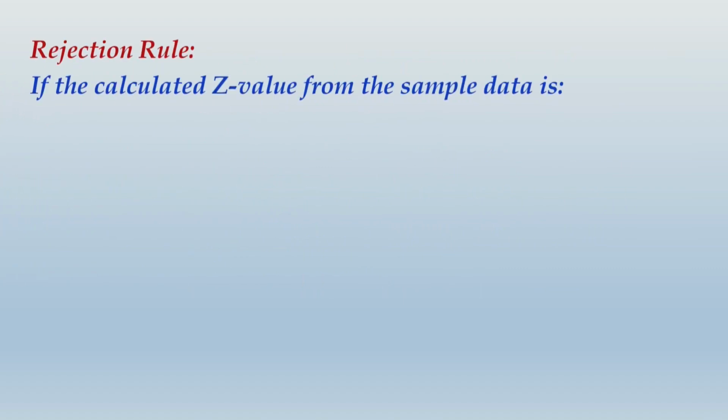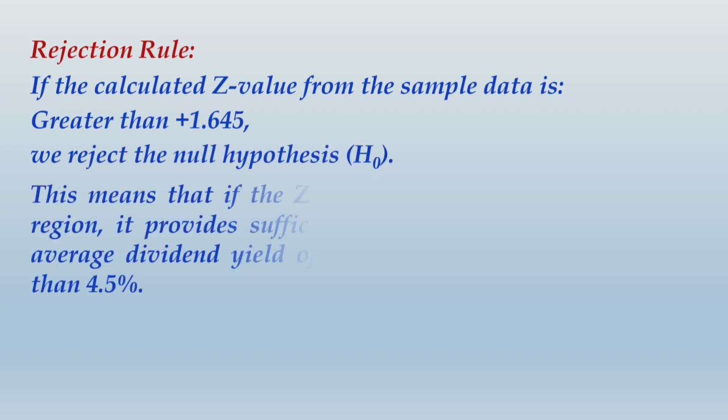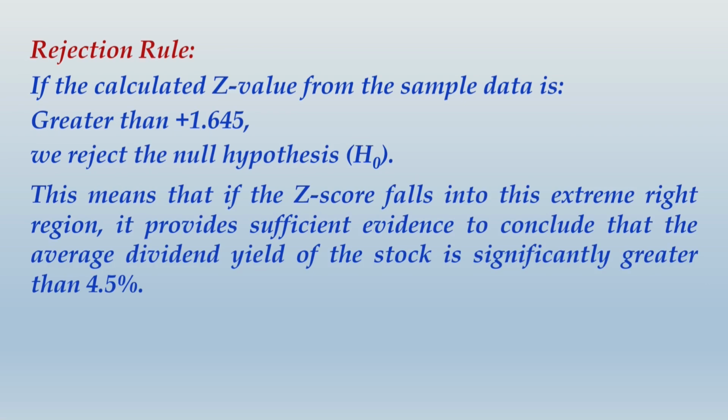Rejection rule. If the calculated Z value from the sample data is greater than positive 1.645, we reject the null hypothesis. This means that if the Z score falls into this extreme right region, it provides sufficient evidence to conclude that the average dividend yield of the stock is significantly greater than 4.5%. So please write up this whole thing and then I take you ahead.